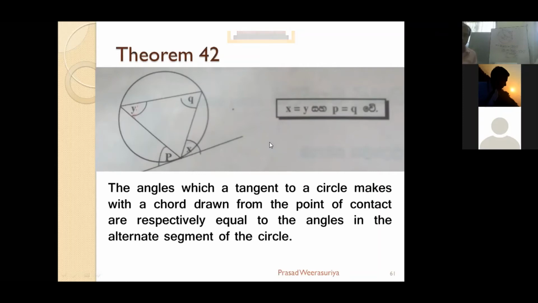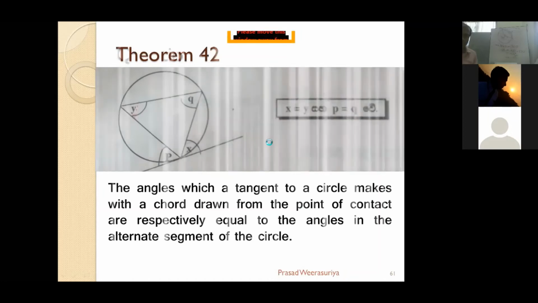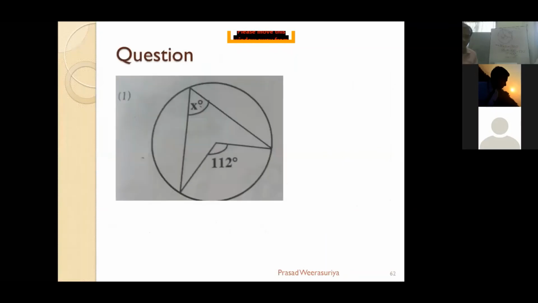Shall I move to the next slide? Shall we discuss how to do this question? You have to find the magnitude of x angle. Anybody who can say the answer? Very easy question.